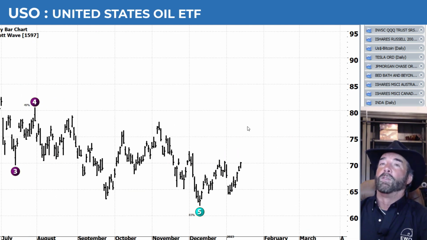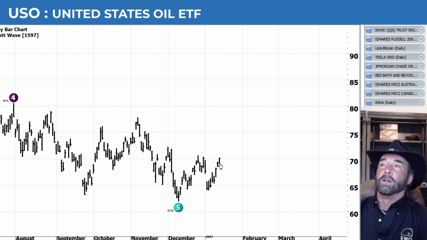Looking at oil, oil was interesting today because the level I've been looking at is 70. You can see we had finished with a wave 5 pattern here to the downside.